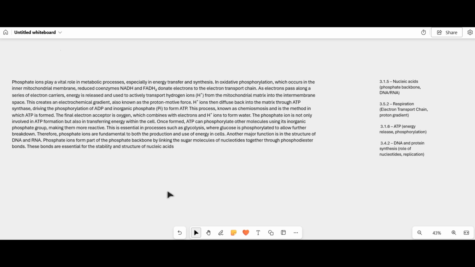Another major function is the structure of DNA and RNA. Phosphate ions form part of the phosphate backbone by linking sugar molecules of nucleotides together through phosphodiester bonds. These bonds are essential for the stability and structure of nucleic acids.